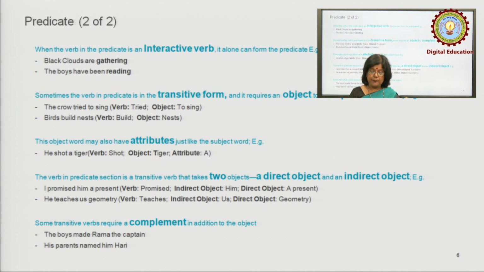Next, his parents named him Hari. Again here, his parents named him Hari. Hari will be the complement part. His parents named him. It doesn't sound correct. If you add Hari, the sentence will have a finishing touch. That's why his parents named him Hari.